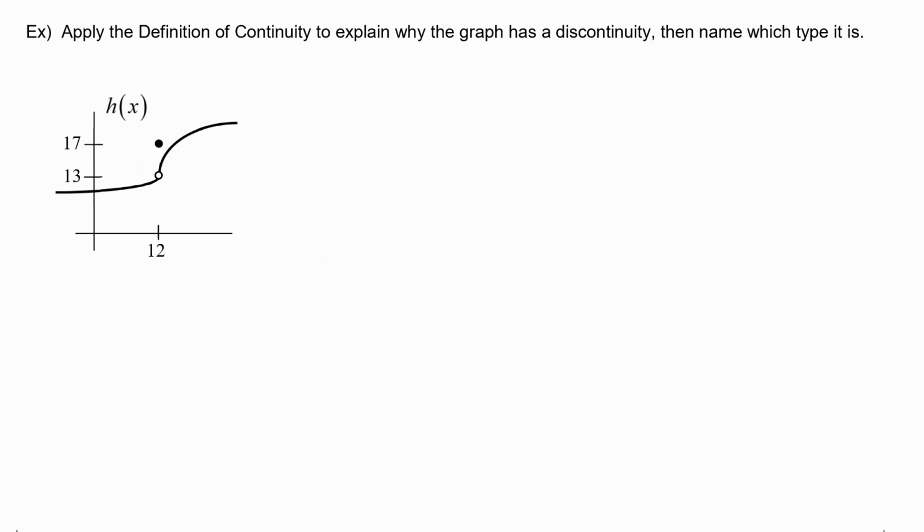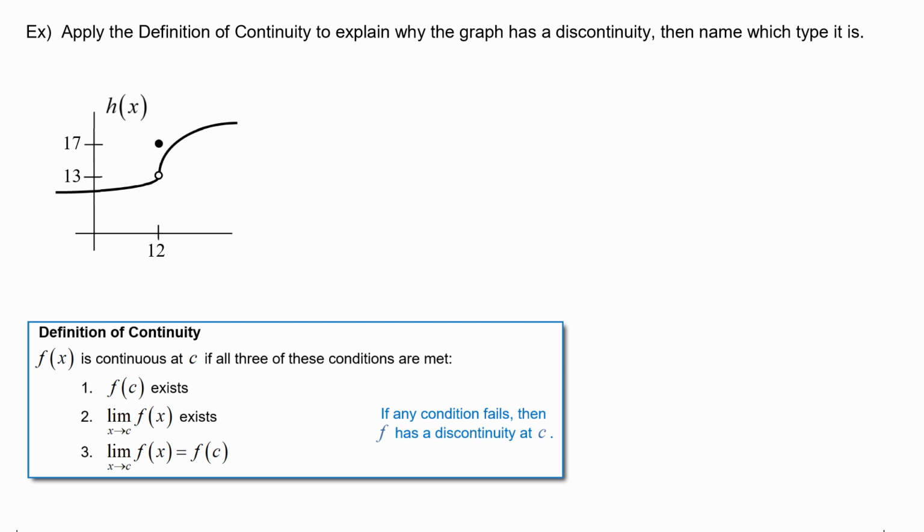In this example, apply the definition of continuity to explain why the graph has a discontinuity, then name which type it is. We are given a graph of h of x, and we will analyze at x equals 12. According to the definition of continuity, we first have to decide if h of 12 exists. Looking at the graph, h of 12 is equal to 17. So it does exist. So far, so good. We've passed step 1.